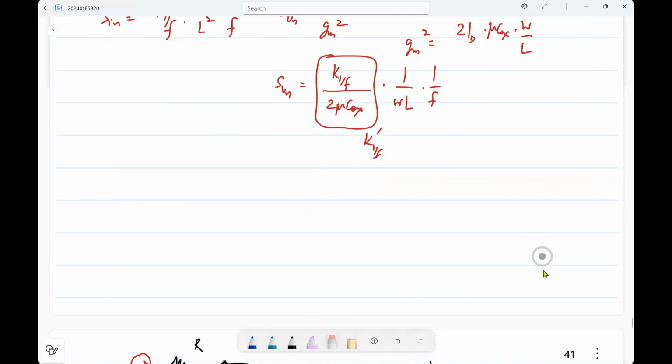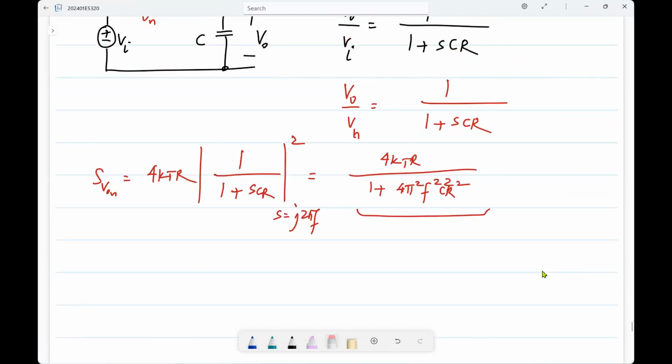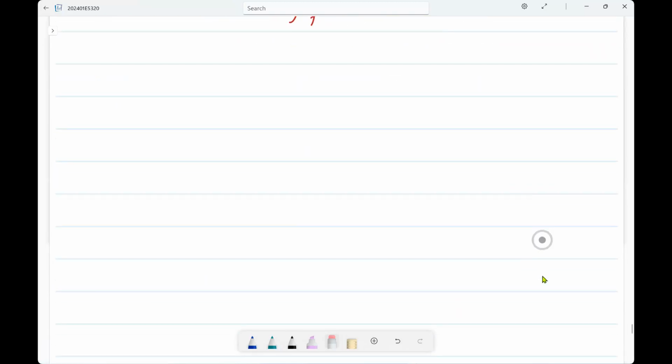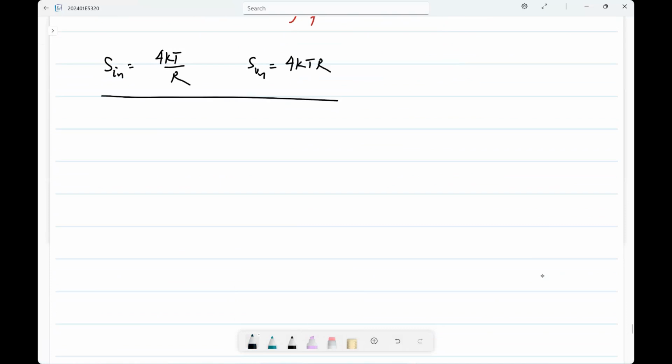So let's go a little further with this to get some design principles. This is just calculation. But before I go there, what is the spectral density of the noise current of a resistor? 4kT by R. What is the spectral density of the noise voltage of the resistor? 4kTR. Okay. So if I want low noise circuits, should I use high resistances or low resistance? I don't know. One is inversely proportional to the resistance, the other is directly proportional.